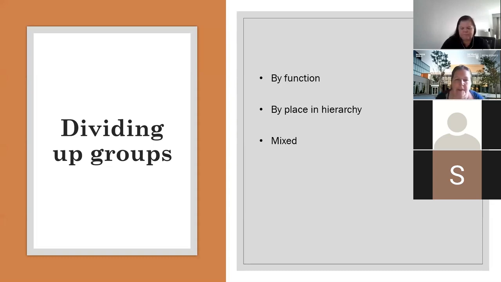The second is by place in the hierarchy. I find this very useful when there is tension and very little understanding between those in senior management and those working directly with clients, as a way to be able to have those challenging conversations and help people to see the perspective of the other and the desires of the other in terms of what everyone wants practice to be.